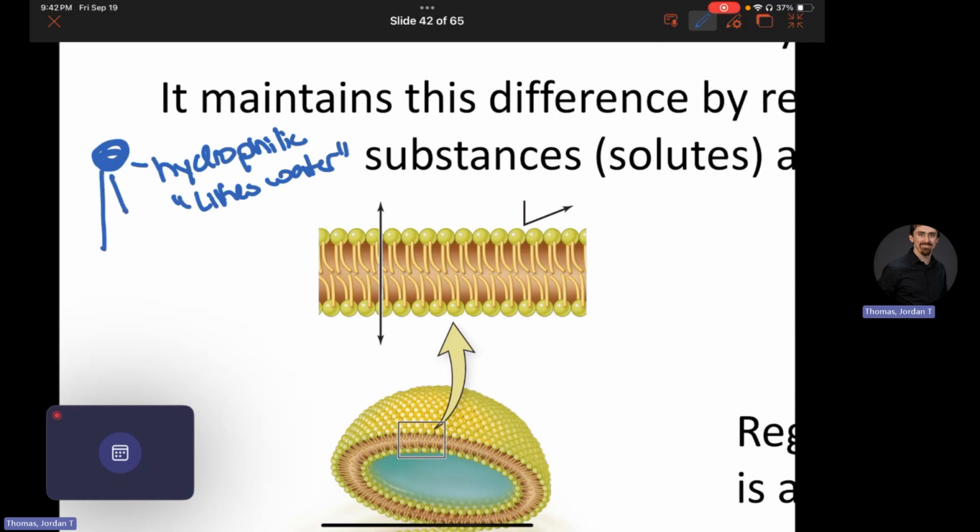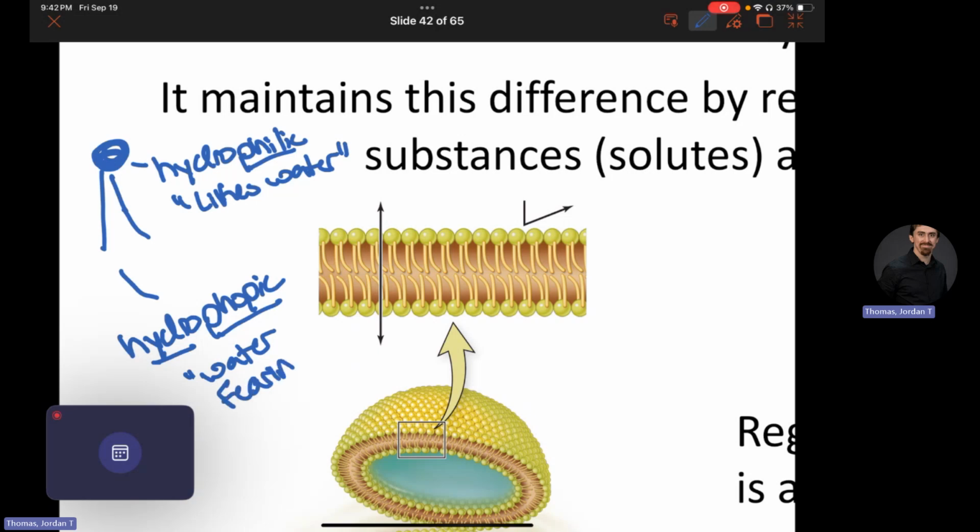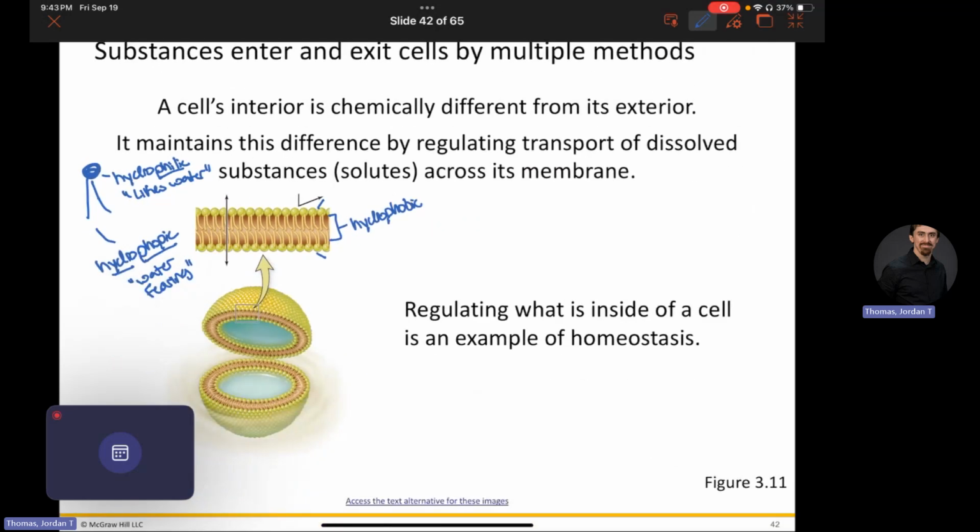And the tails here are called hydrophobic. Remember, hydro is water, phobic is fear, and philic means loving. So these are water fearing. And I say that because that's incredibly important for membrane transport, where the outside is hydrophilic, where it likes water, but this inside is very hydrophobic. It fears water. It does not want to be near water at all.